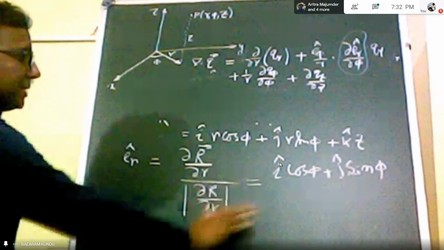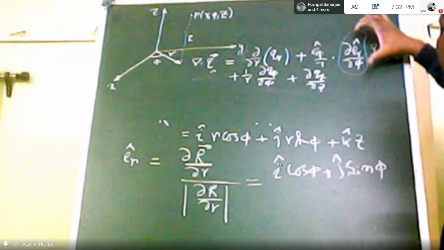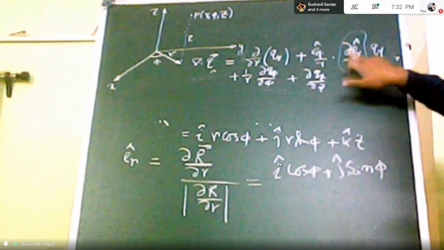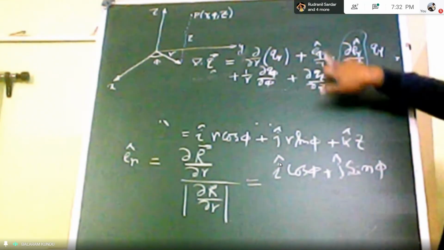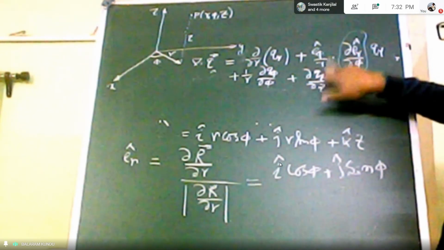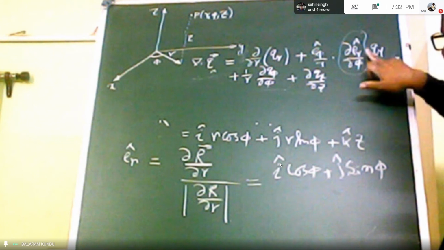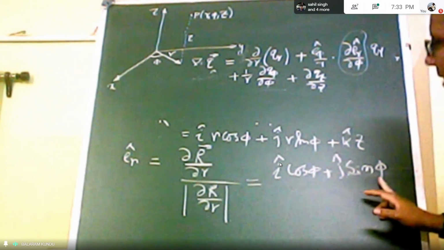Thank you. So e_r expression is this, that is i cos phi plus j sin phi. This is your expression here. We want to expand, so what expression is there for del e_r by del phi? If you know this, then only we can do the dot product, because e_phi by r is there, dot del e_r by del phi into e_r.